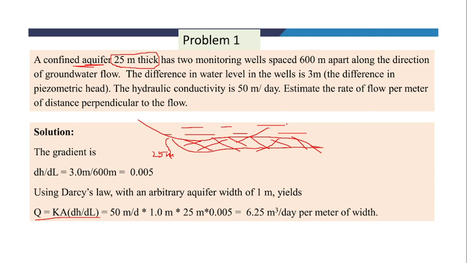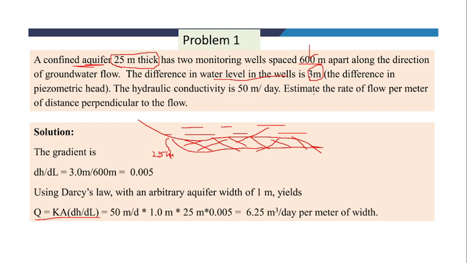Thickness is given as 25 meter and has two monitoring wells. So the distance between the wells is 600 meter, right? And then along the direction of groundwater flow, the difference in water level of the water in this well is 3 meter. So H2 minus H1 is given as 3 meter.